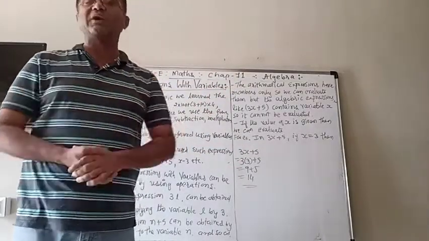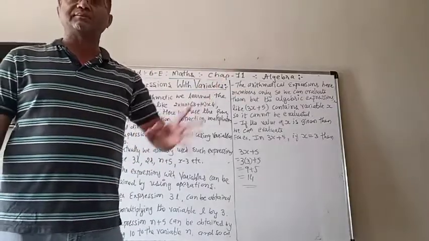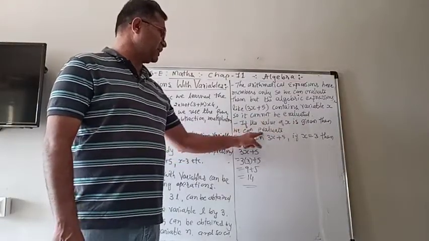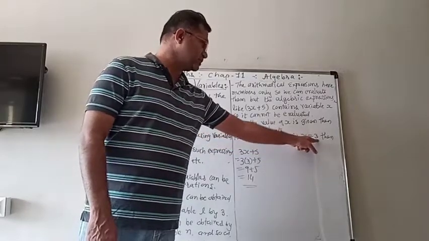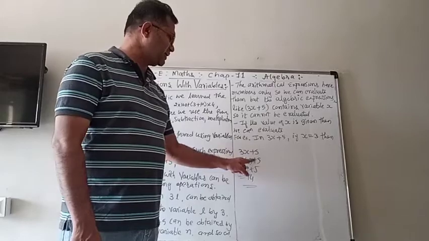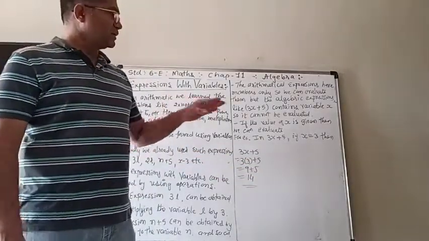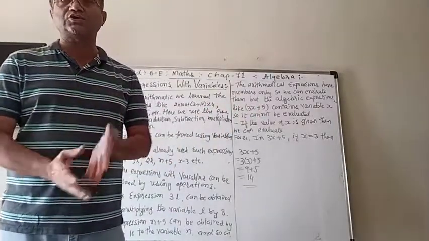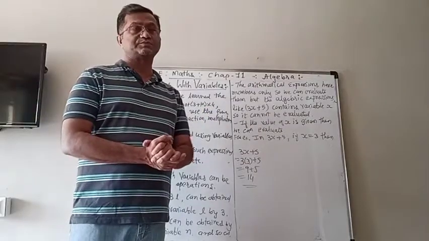But if the value of x is given, then we can evaluate. For example, I took x is equal to 3. So in place of x, we can put 3. Meaning 3 times 3 is 9 plus 5, then 14. So here the expression will have different values according to the value of the variable that is used.